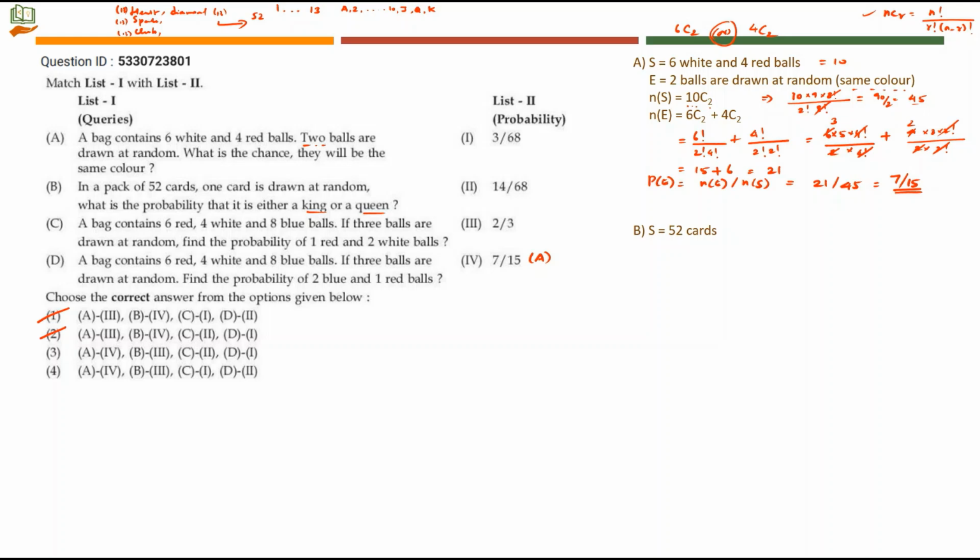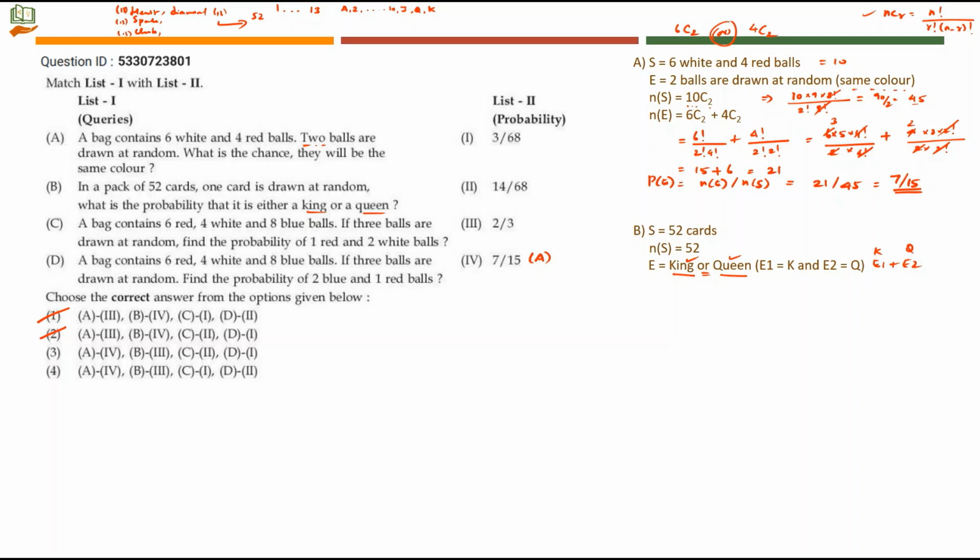So let's take the sample space to be 52 cards. n of S is equal to 52 here. What about the event? The picked card can be a king or the picked card can be a queen. That's why we are using or here. So this is like event 1 plus event 2. Event 1 for king and event 2 for queen.